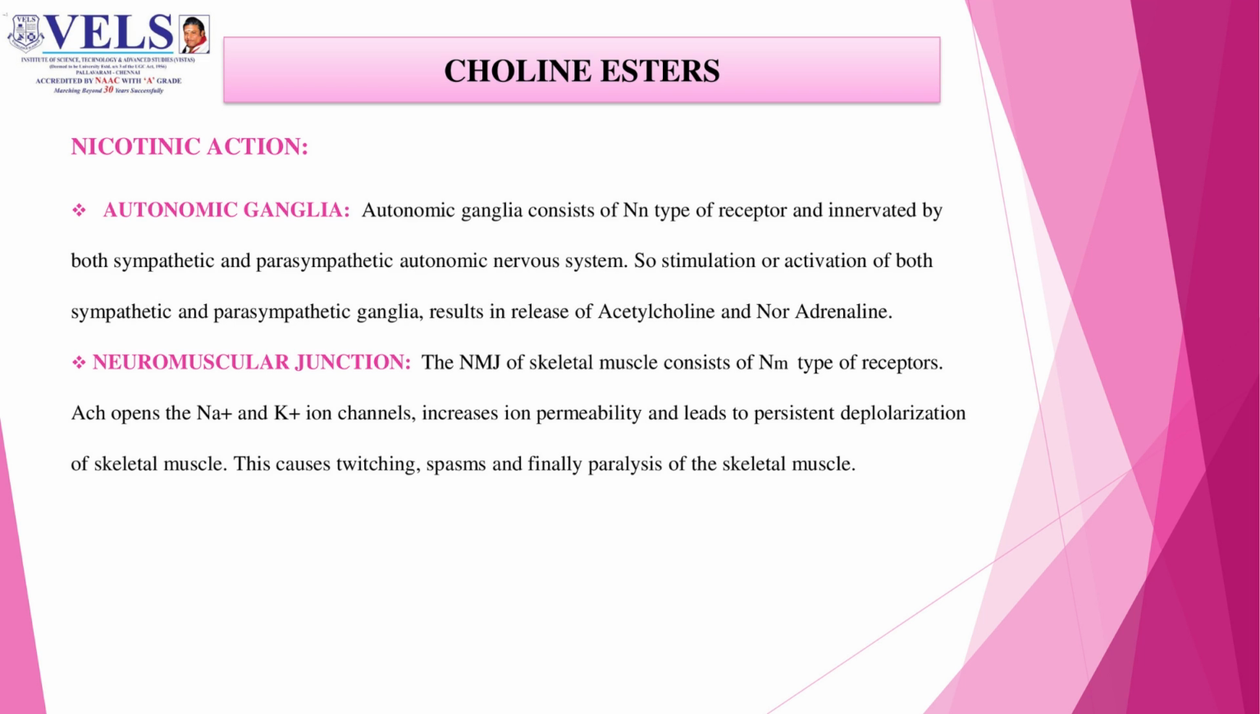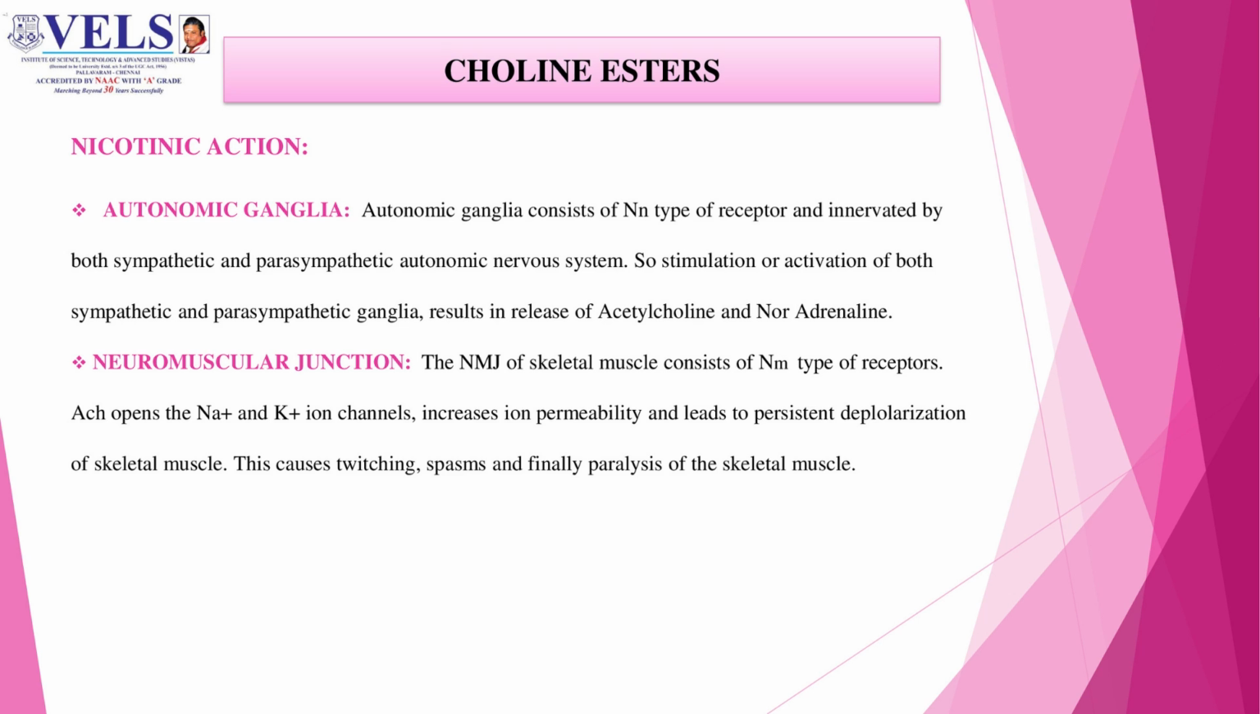Now coming to the nicotinic action of the acetylcholine. Autonomic ganglia consist of NN type of receptors and are mainly innervated by the sympathetic and parasympathetic nervous system. So stimulation or activation of both sympathetic and parasympathetic ganglia results in release of acetylcholine and noradrenaline. Noradrenaline is a catecholamine released by the adrenergic nervous system.